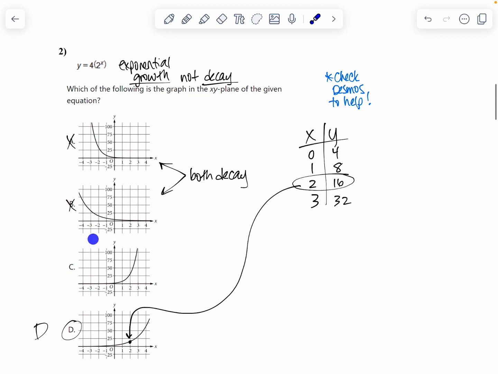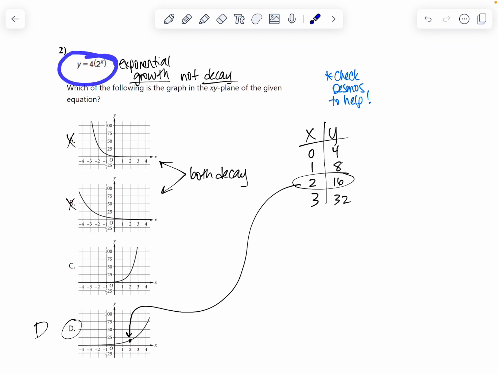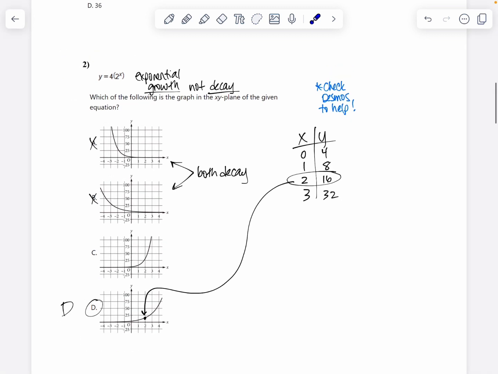Let's do number 2. We have an equation here. Which of the following is the right graph? So one thing that you could do is process of elimination. This graph, see how it's decreasing? Same with this one, it starts really high and then it gets lower and lower and lower. That's decreasing. Those are both considered decay. And this is exponential growth because the 2 is a whole number and not a fraction less than 1, like 1/2 or 1/3 or something like that.